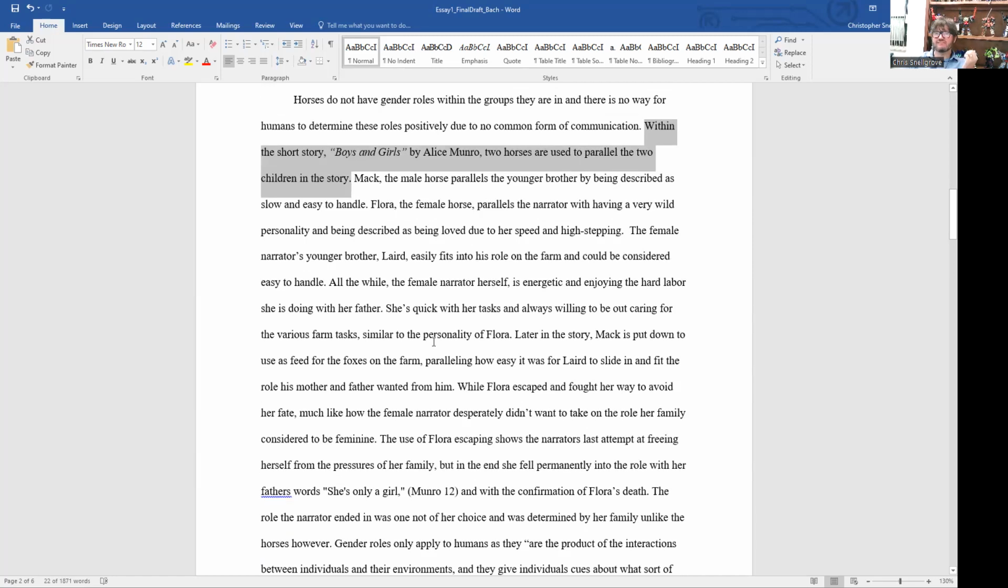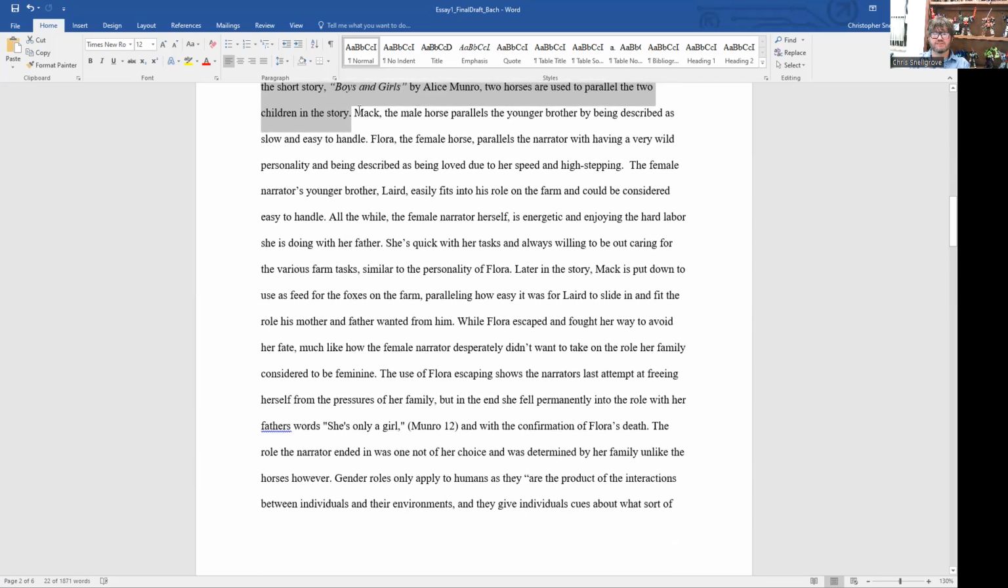And the topic sentence has a lot of shared DNA with the thesis where, okay, it's a supporting argument. By definition, an argument has to be something that not everyone is going to agree with. So she's coming, no pun intended, right out of the gate here with, hey, those horses symbolically represent the kids. But interesting. Okay, that's definitely not spelled out in the story. Not everyone is going to agree with that. So it is a hot take, but that's what you need. You're the writer, you're giving us an argument, we need a hot take. So anyways, she gets into like supporting arguments here. Our supporting sentences: Mac, the male horse, parallels the younger brother by being described as slow and easy to handle.